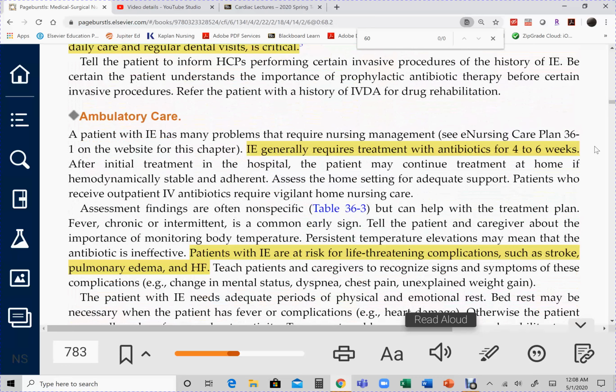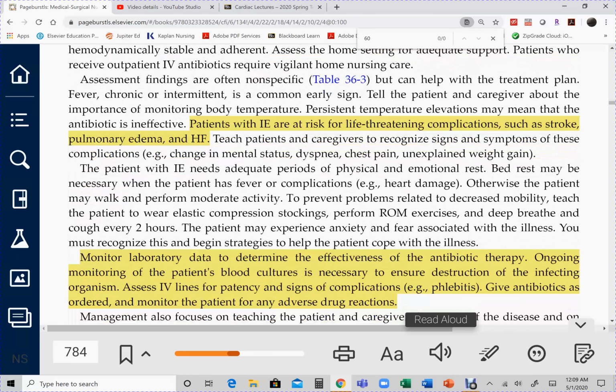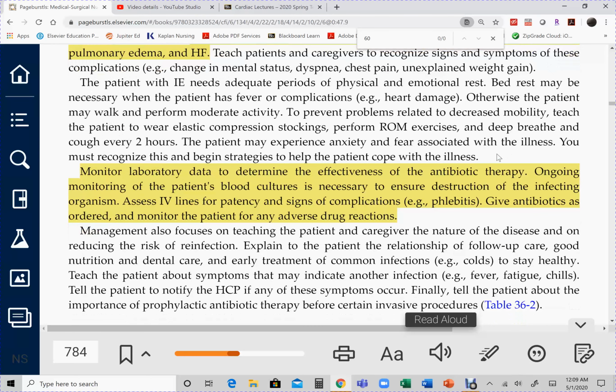So here's the standard treatment. It's 4 to 6 weeks. Again, it's longer if the organism is either drug resistant or is caused by fungal infection. Alright, because of the embolization here, again, remember that the emboli are not blood clots, they're vegetative emboli. So monitor them for those complications of a stroke, pulmonary edema resulting from heart failure. And here, don't forget the care for the central line. Okay, very important.